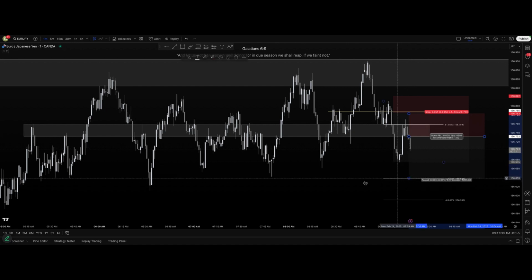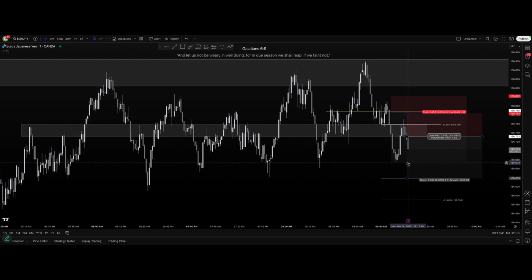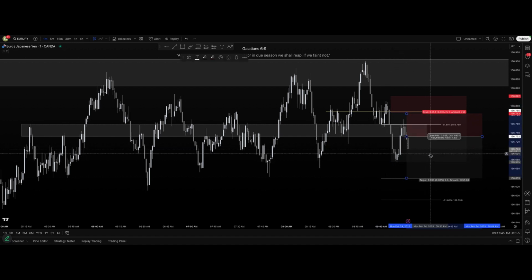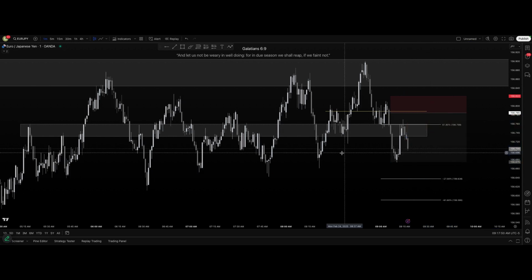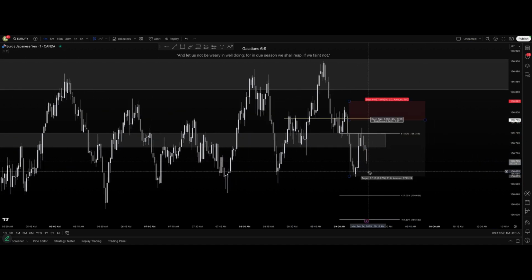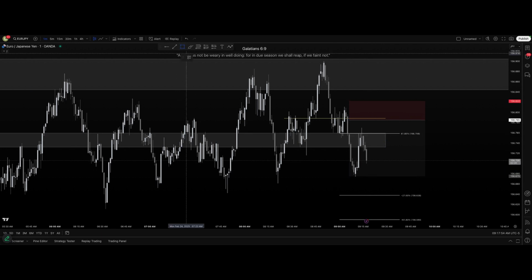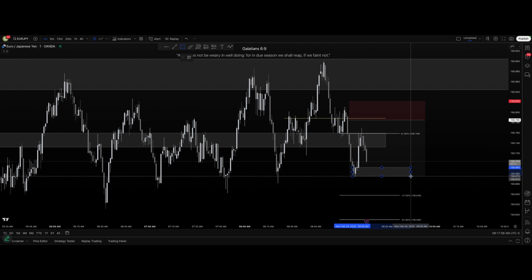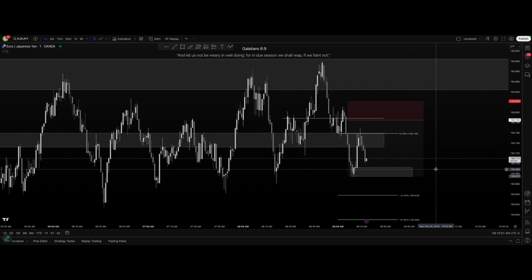area of support, because what could happen is price could come down to here, create a higher low, and continue to go up at this point in time. So I'm going to do the exact same thing. If price gets down into this overall zone right here, I'm going to do the exact same thing.